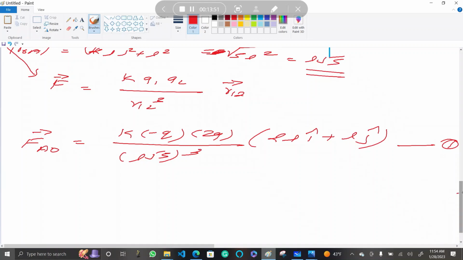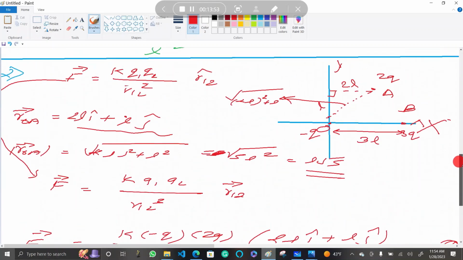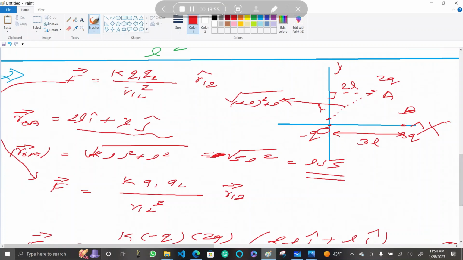Similarly, for the second charge, if we look at this, the distance between this charge and this charge is r13.